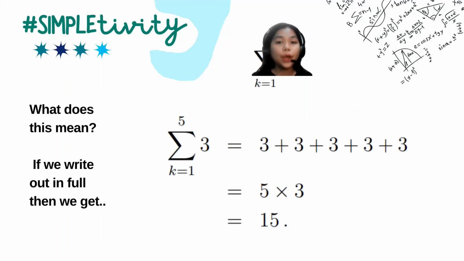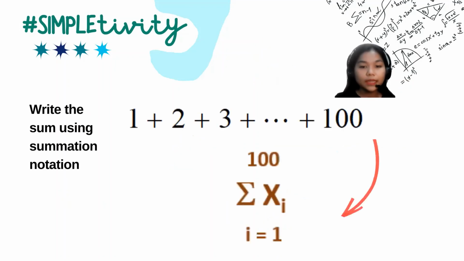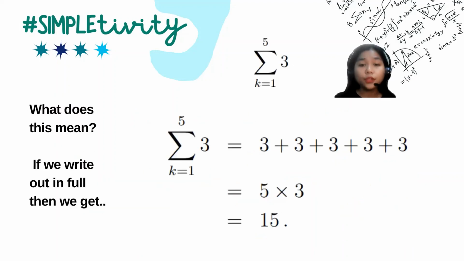Now, this one, what does this mean? Summation of 3 as k goes from 1 to 5. What do we have here? A real number. Earlier, we have learned that summation of n as n goes from 4 to 7 is simply like 4 plus 5 plus 6 plus 7 is equal to 22, if you could still remember this example. So this is 22. How about summation of 3 as k goes from 1 to 5?